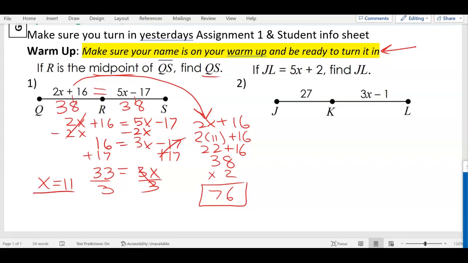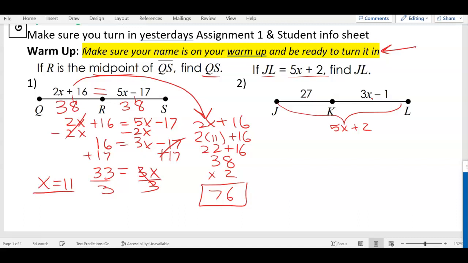The next one kind of looks like it could be a midpoint problem, but it doesn't say the word midpoint, and if you look close enough, the point is not really right in the middle. So do not just set those equal to each other every time. And I'm telling you, you don't want to set these equal. They're not equal. This is like a part plus part equals whole situation, but do we know JL? Yeah, it's at the top, right? 5x plus 2.